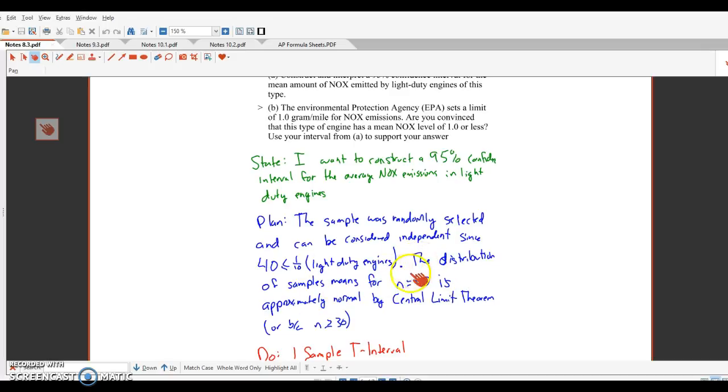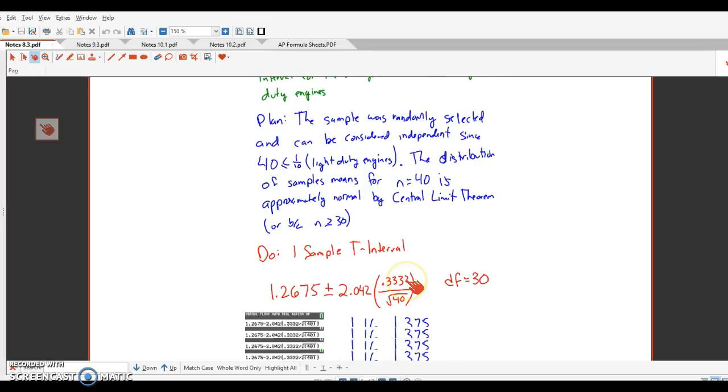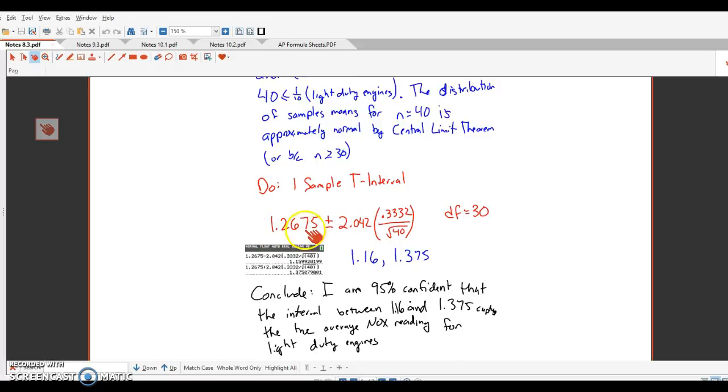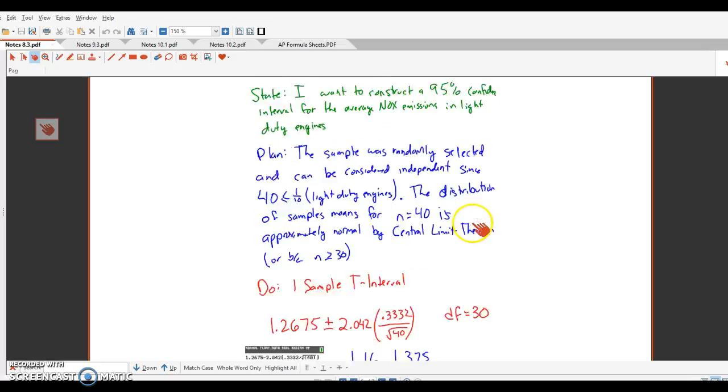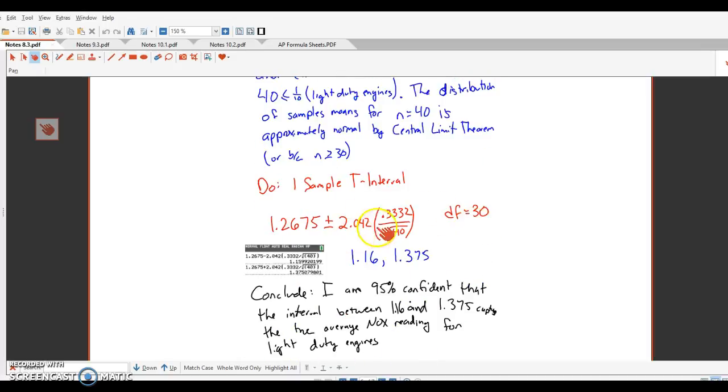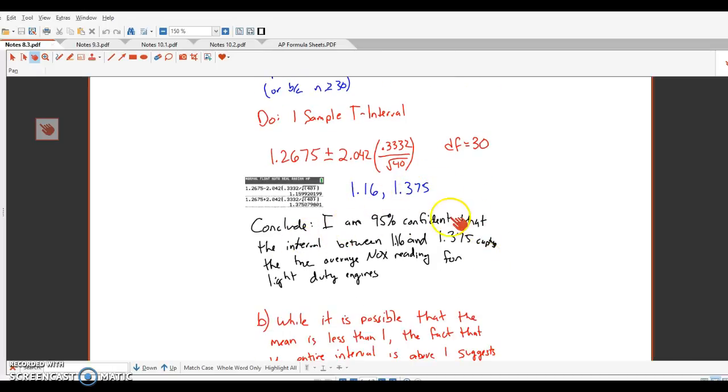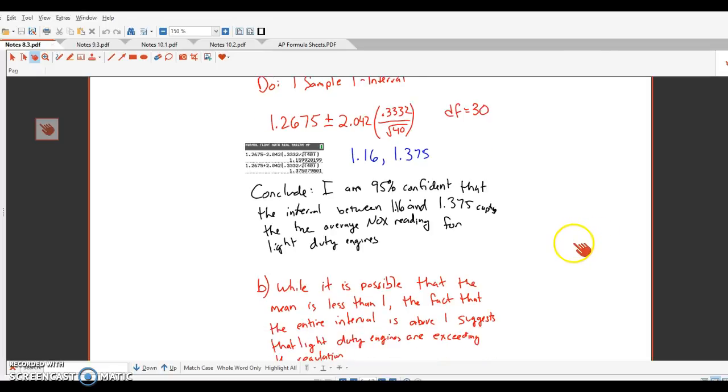The distribution of samples should be approximately normal because the sample size is so large. I plug in my sample mean plus or minus my t-star value that I got from my chart. I had 40 in my sample size. The chart does not include 39, so I would have to go down to 30 degrees of freedom, and 95% confidence level. This is where I got the 2.042. Plug in the standard deviation and the sample size. There's my numbers that I get from the calculator. Then conclude: I'm 95% confident that the interval between 1.16 and 1.375 captures the true average NOx reading for light-duty engines.